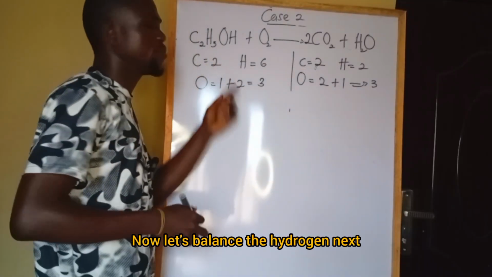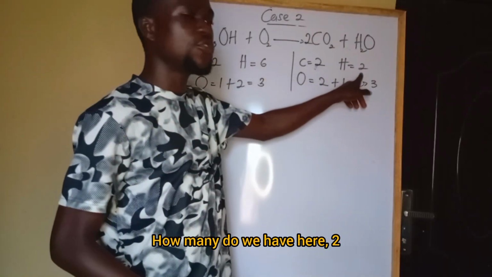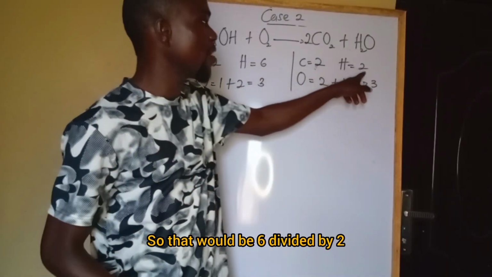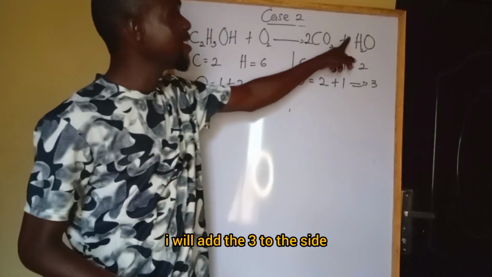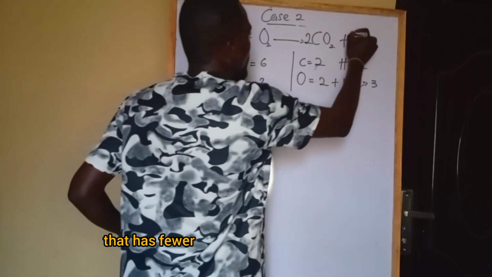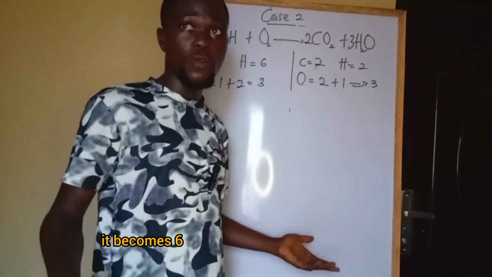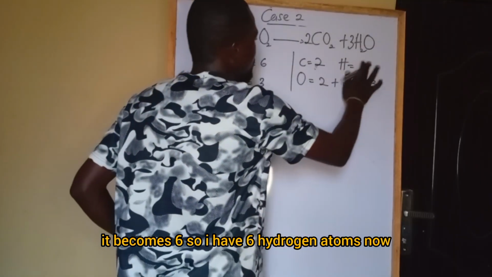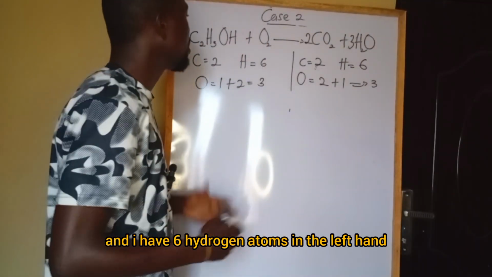Now let's balance the hydrogen next. How many hydrogen do you have here? Six. How many do you have here? Two. So that will be six divided by two, which gives us three. Where am I going to add the three? I'll add the three to the side that has fewer hydrogen atoms. So I add the three to this side. This becomes three times two. It becomes six. So I have six hydrogen atoms now on the right hand side, and I have six hydrogen atoms on the left hand side.